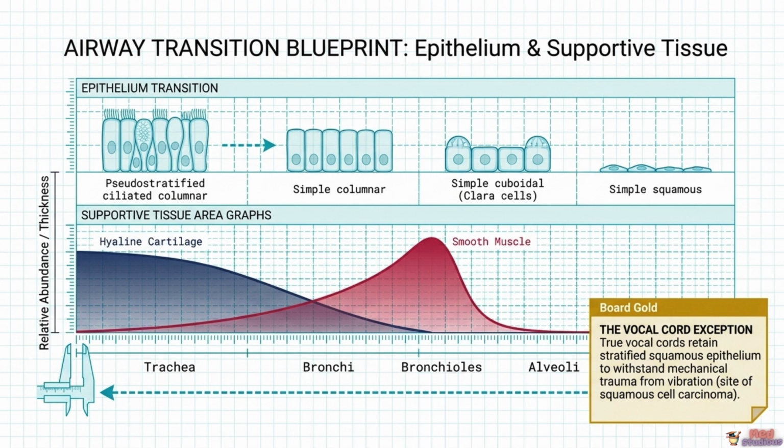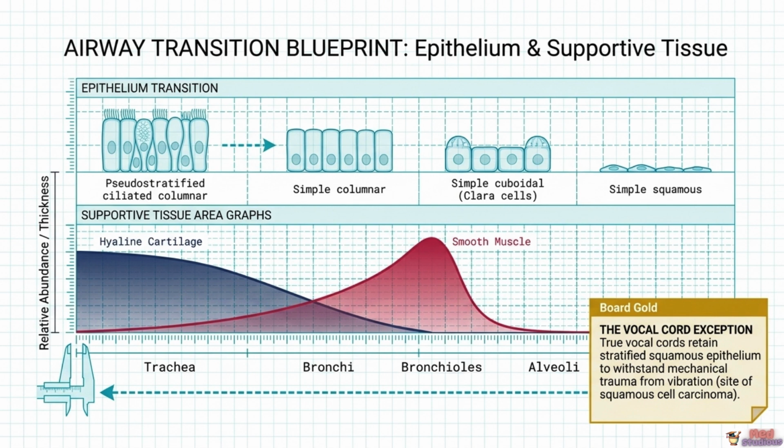Simultaneously, the supportive tissue composition shifts dramatically. Hyaline cartilage is abundant in the trachea, but progressively disappears by the level of the bronchioles, while smooth muscle becomes increasingly dominant precisely where cartilage disappears, peaking in the bronchioles, before also diminishing toward the alveoli. This explains why bronchiolar diseases such as asthma involve smooth muscle bronchospasm rather than cartilage pathology.